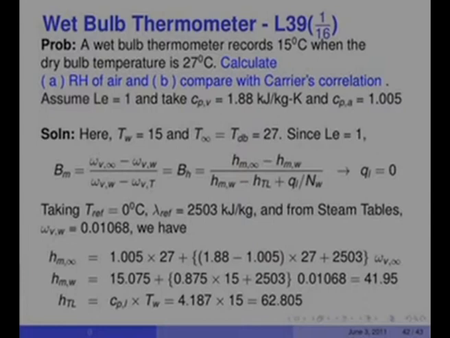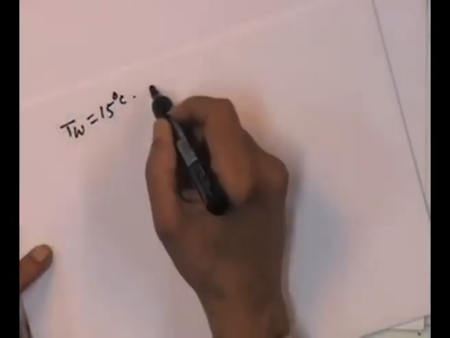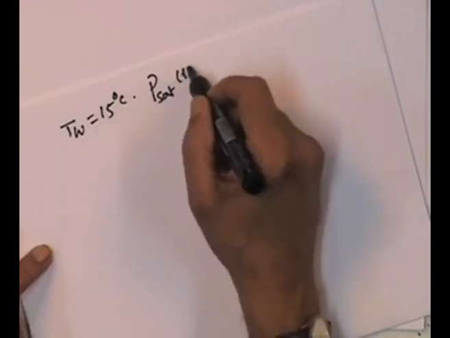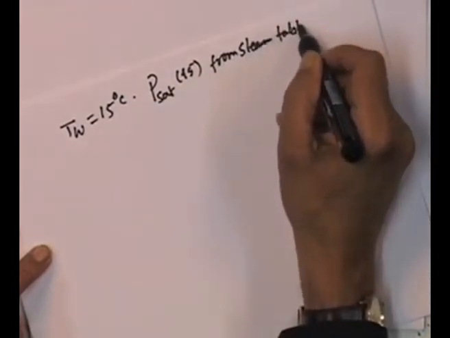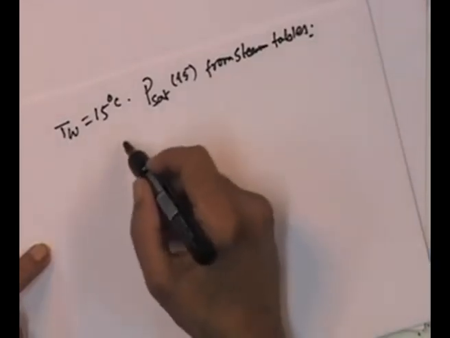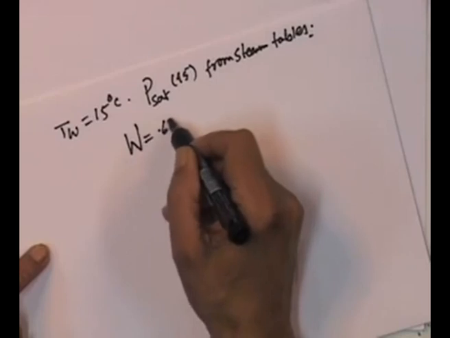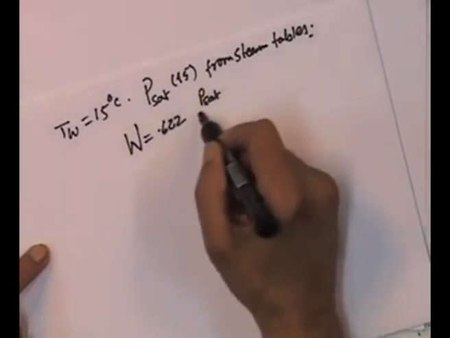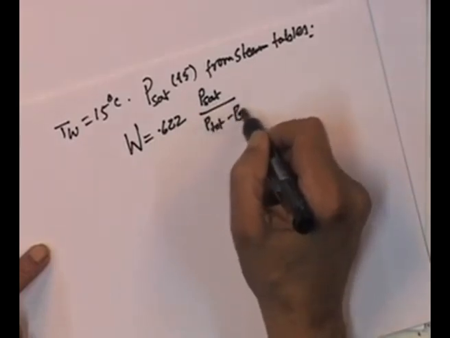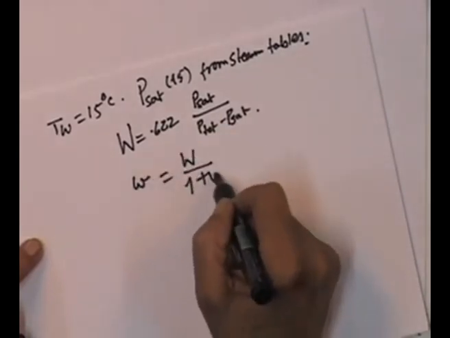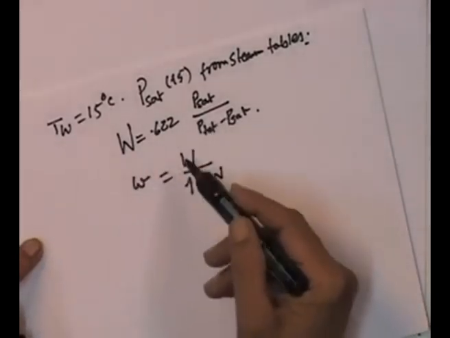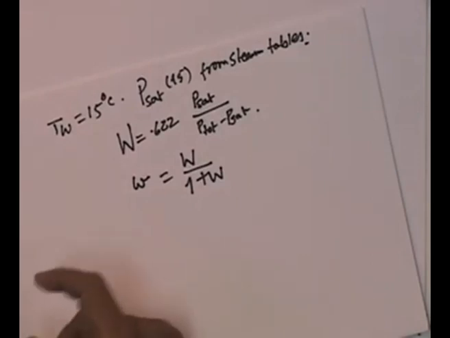The way to do this is the following. Since you know T w is equal to 15 degrees centigrade, you will read P sat at 15 from steam tables, and then you will evaluate the specific humidity, which is 0.622 times P sat divided by P total minus P sat, and then you will evaluate omega as W over 1 plus W. If we carry out these calculations, you will see omega V w turns out to be 0.01068, as I have shown on the slide here.